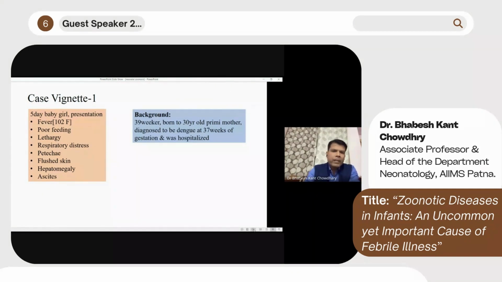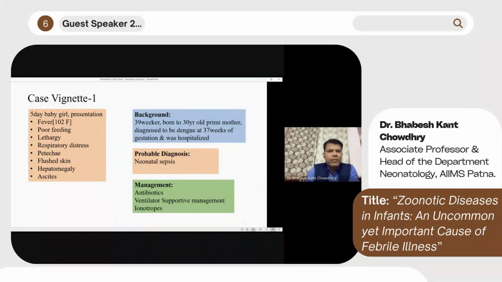On background, the baby was born at 39 weeks of pregnancy to a 30-year-old primary mother, who has a history of dengue at 37 weeks of pregnancy, and was hospitalized for that. The baby was diagnosed, based on the history and clinical findings, as neonatal sepsis, and was started on antibiotics after sending the initial septic screen: CRP, CBC, blood culture.